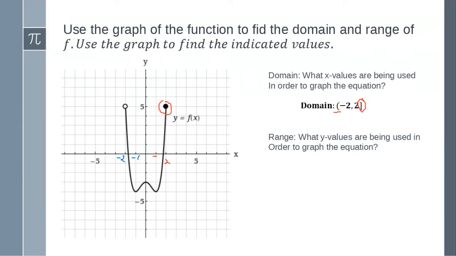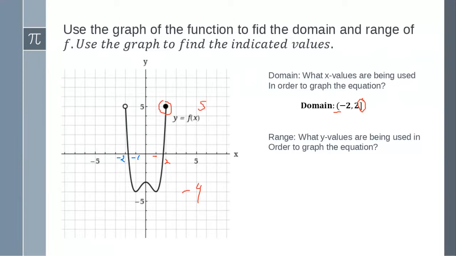So let's look at our range. Again, our range refers to the y values. So if you see here, my graph starts here, let's say that this is -4 here, and over here, we can see that it stops at +5.